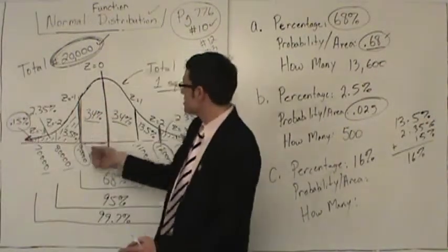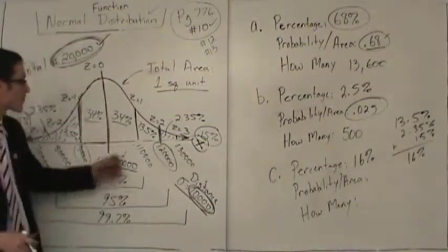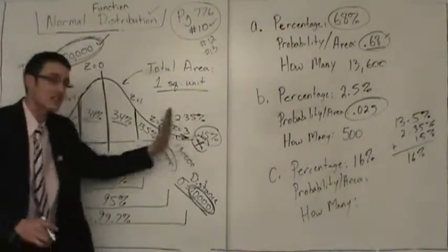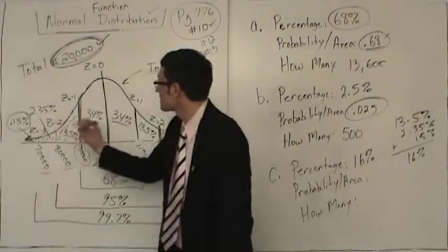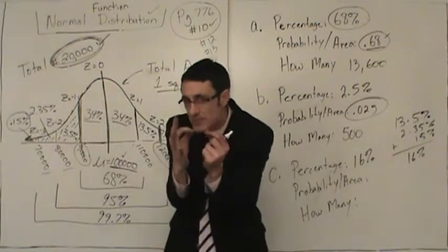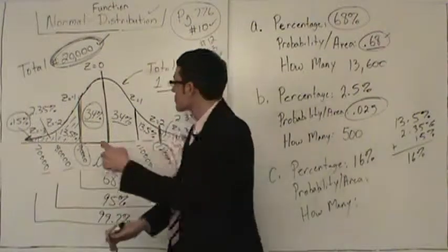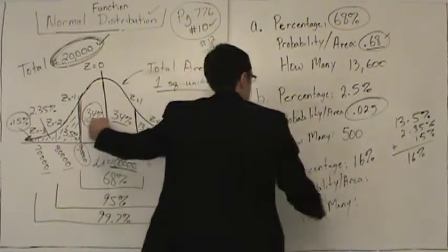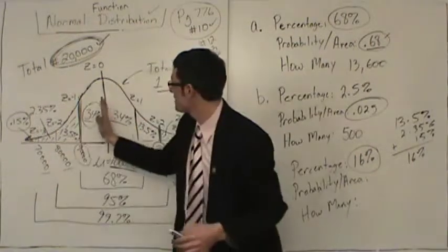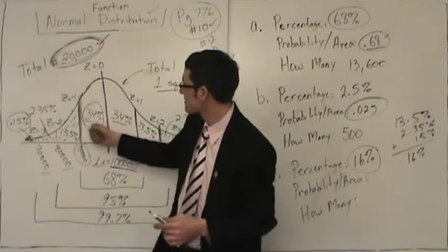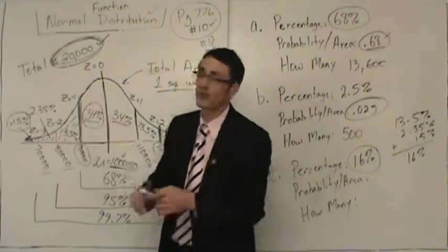50%. What percentage of area is to the left of the mean? 50%. What percentage of area is to the right of the average? 50%. Watch this. Take 50% on your calculator and subtract out 34%. What do you get? 16%. Do you see that you could have just taken 50%, subtracted out this white space here to give you this area?